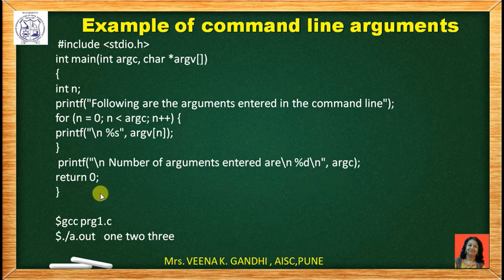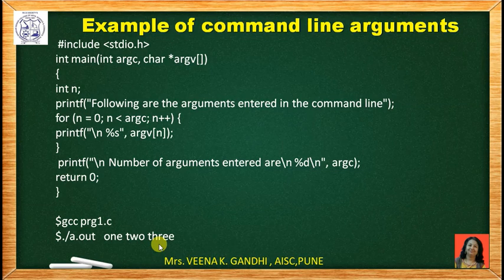Now suppose I compile this program in a Linux environment using the gcc compiler, gcc program1.c, and while running, here ./a.out is the exe file, and then we can pass the parameters 1, 2, 3. So it will display a.out 1, 2, 3 on the command prompt, and then display number of arguments entered are 4.